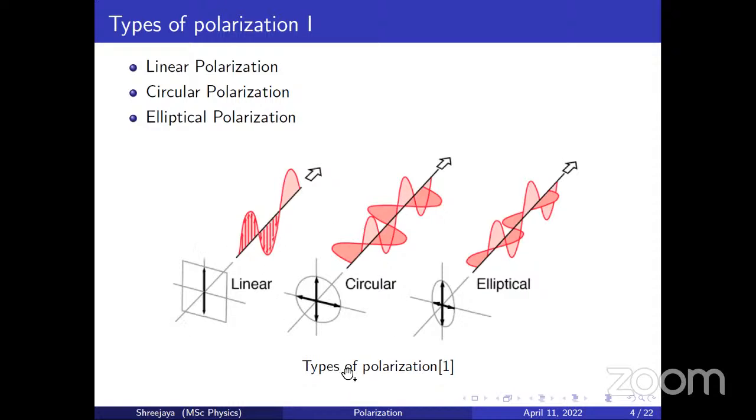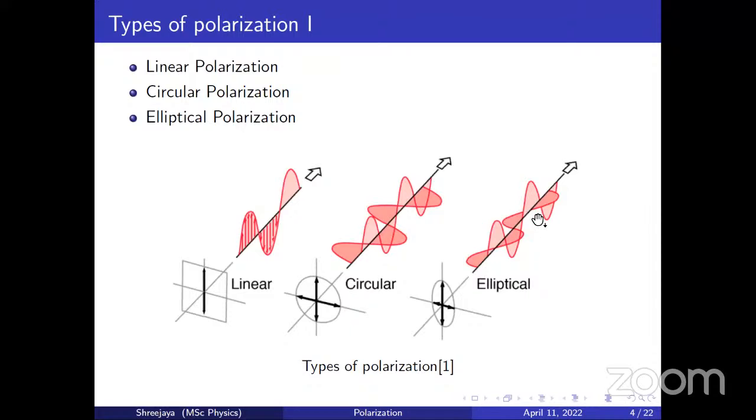Next, we have circular polarization. In this, we have two electric field components in two different planes which are perpendicular to each other, which have the phase difference of 90 degrees. You can see here they have the 90 degrees, and they give the pattern of a circle, hence it is called circular polarization. And next we have elliptical polarization.